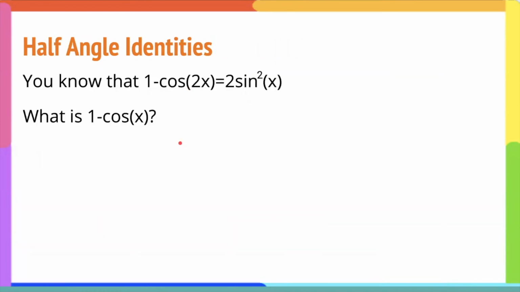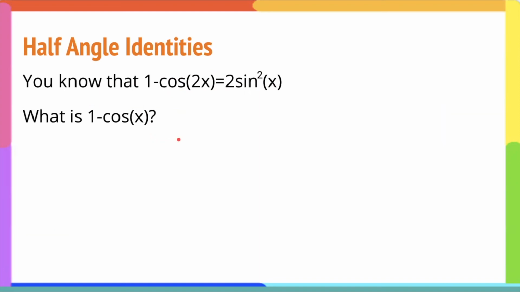So you just saw what sine, cosine, and tangent of a over 2 are equal to, but I want you to understand why that is the case. So from the double angle identities, you know that 2 sine squared of x is equal to 1 minus cosine of 2x. So now what is 1 minus cosine of x? If you want, go ahead and pause the video here and think about this.